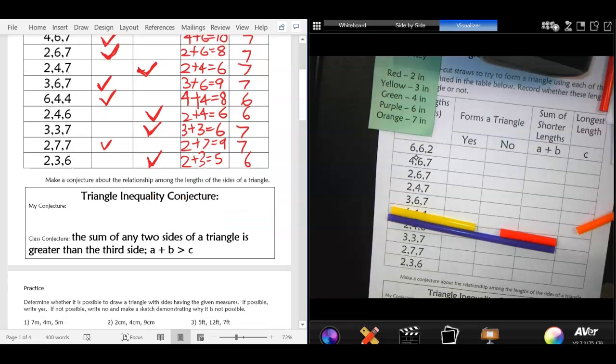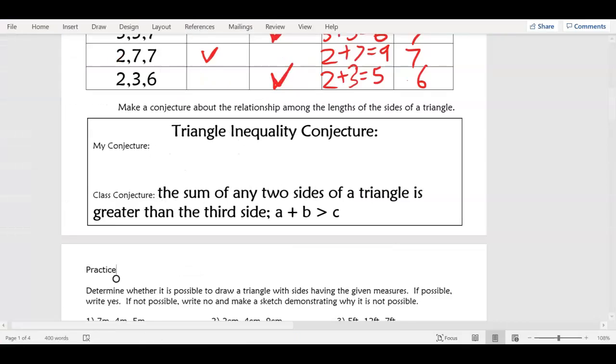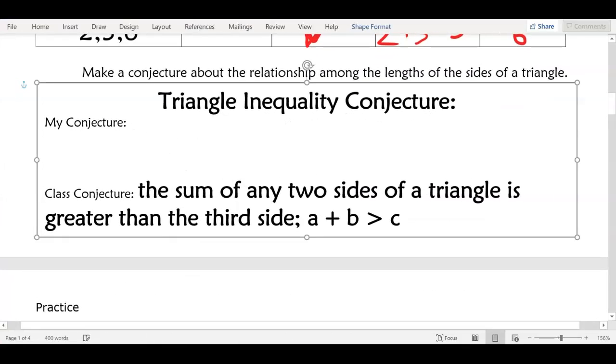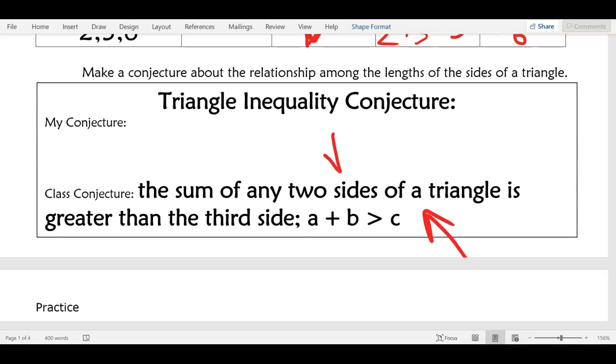And then you can write our class conjecture, which is going to be that. Okay, so make sure you write this at the bottom for sure. You can put it in your own words right above it, but make sure you get this on the bottom. Is everyone writing this down right now? Write that down. The sum of two sides of a triangle is greater than the third side. A plus B is greater than C.